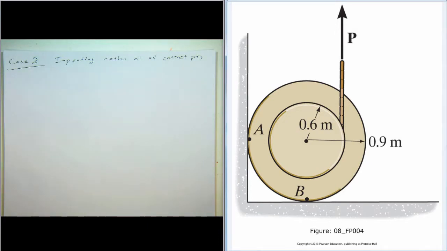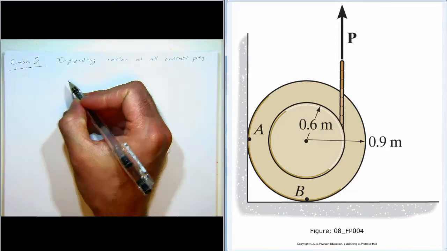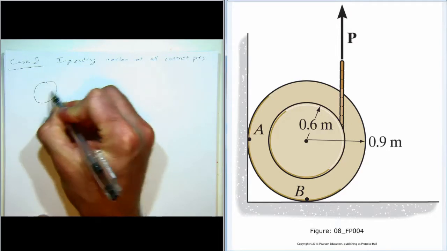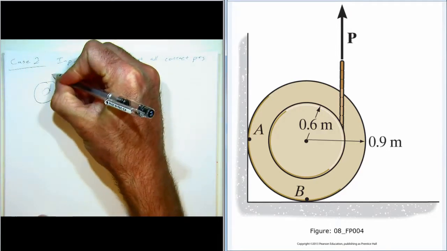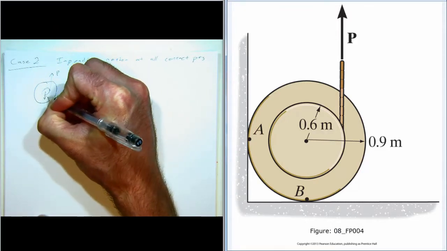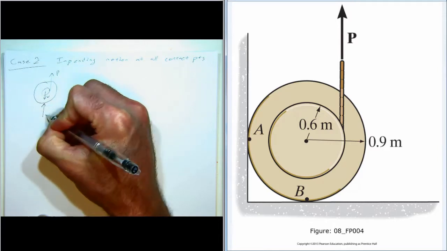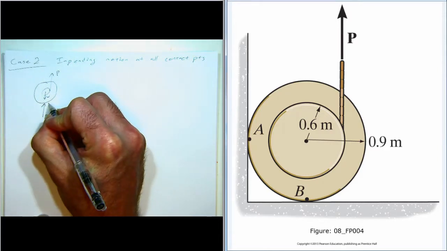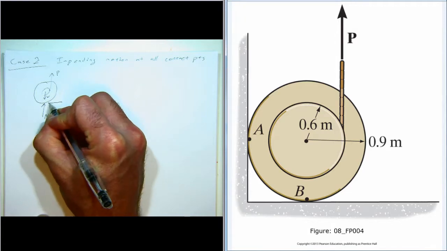So here the number of unknowns is equal to the sum of the number of unknowns for the equations of equilibrium and the frictional equations. So we'll start with the free body diagram. Got P pulling up, the weight, normal force at B, and be careful to draw the friction forces in the proper direction. So they're always going to oppose motion.